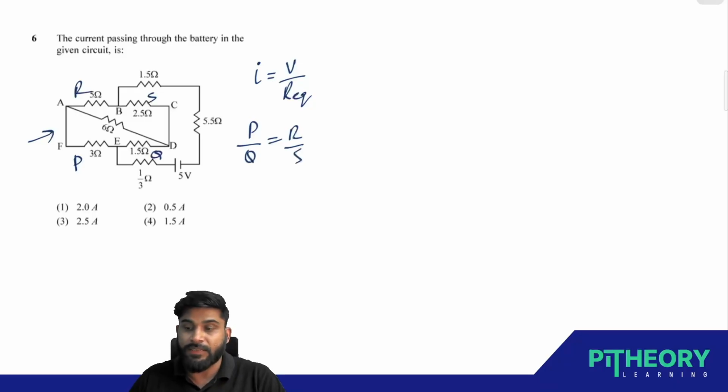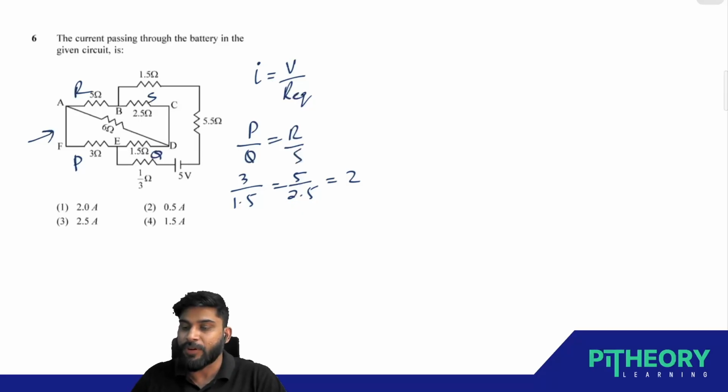Let's see if it is balanced or not. P by Q, if you take, you're going to get 3 by 1.5, and R by S, you're going to get 5 divided by 2.5. Both are actually equal to 2 only, right? So this is actually a balanced Wheatstone bridge only.